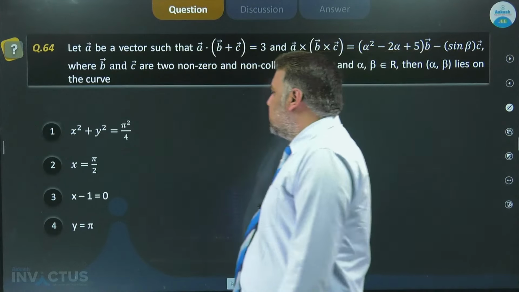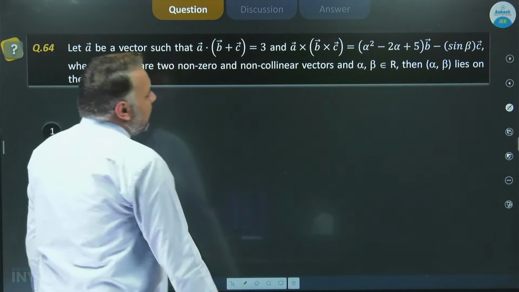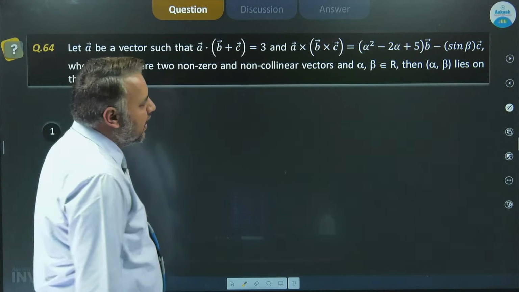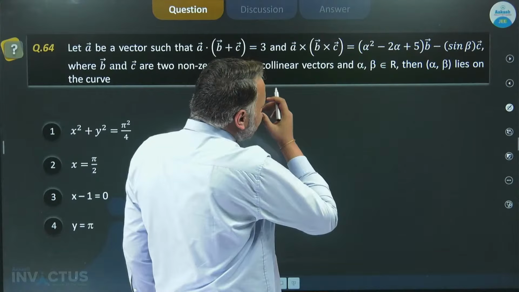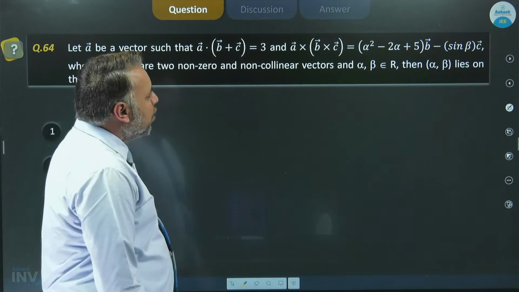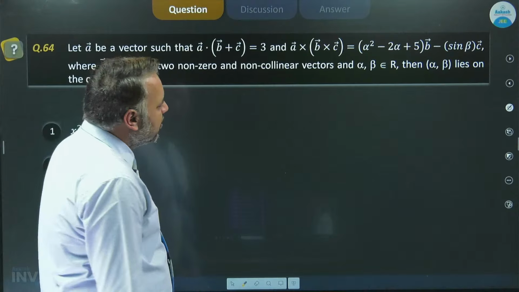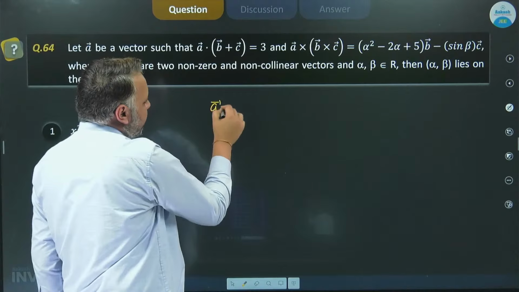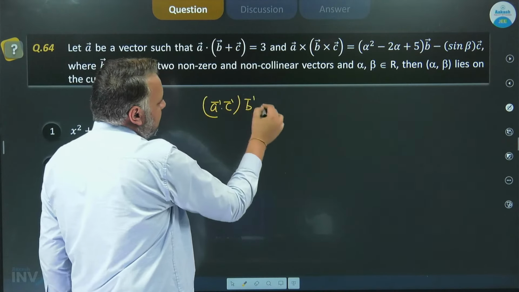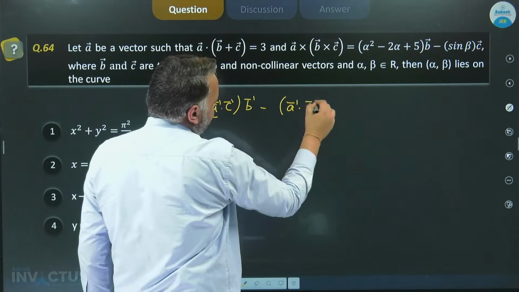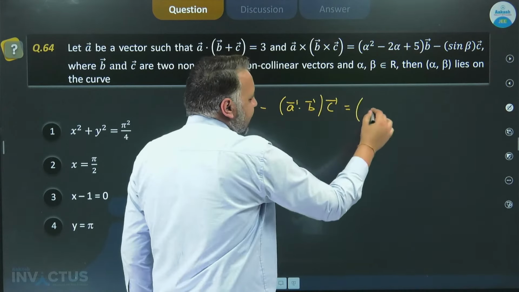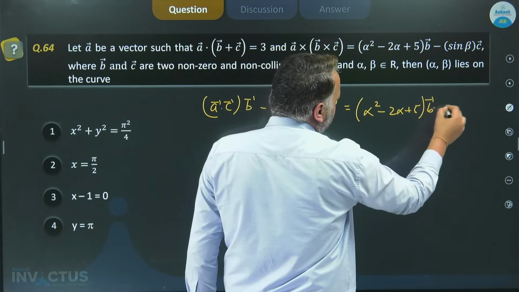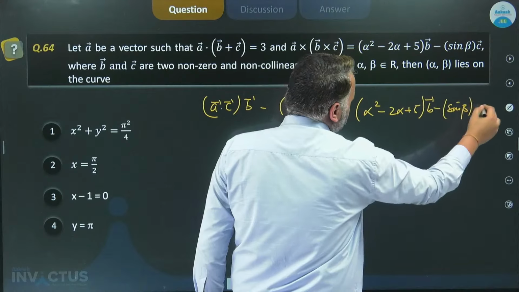Next question, again it's a basic question. Now a relation between A dot B and A dot C is given, and then an equation in vector form is given where B and C are non-collinear vectors and non-zero vectors. So now if we compare both sides, the left side will be A dot C B vector minus A dot B C vector. And on the right side we have alpha square minus 2 alpha plus 5 times B vector minus sine beta C vector.